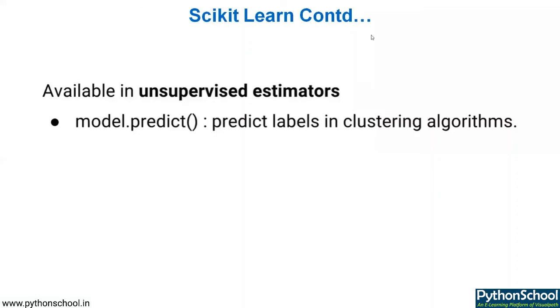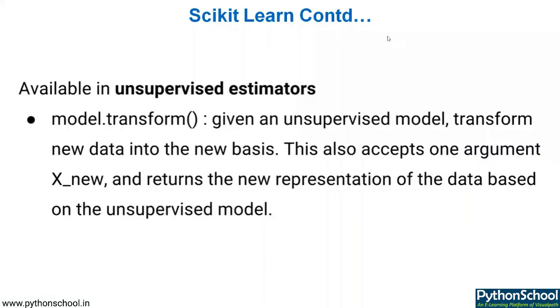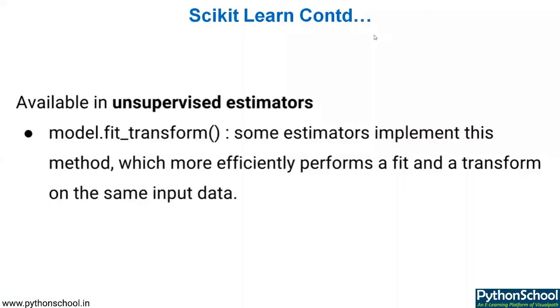In unsupervised estimators, we have model.predict, which predicts labels in clustering algorithms. Another one, in unsupervised estimators, model.transform. Given an unsupervised model, transform new data into the new basis. This also accepts one argument, x_new, and returns the new representation of the data based on the unsupervised model. You have model.fit_transform also under unsupervised estimators. Some estimators implement this method, which more efficiently performs a fit and a transform on the same input data.